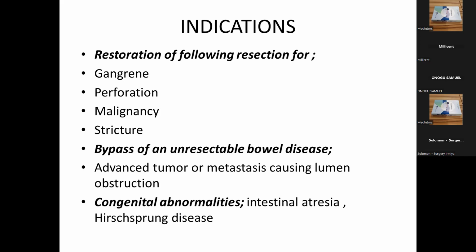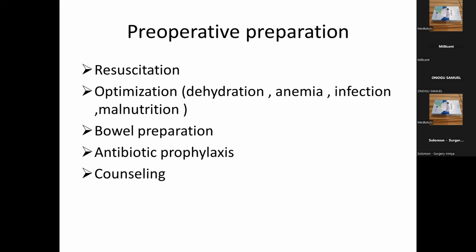And then we have Hirschsprung's disease, the absence of colonic ganglion cells. So you resect the parts without the ganglion cells and anastomose the bowel. So these are some of the indications that necessitate bowel resection and anastomosis. Now, in bowel resection and anastomosis, the principles involve the preoperative preparation for this patient, intraoperative, and then the postoperative preparation and management of this patient.